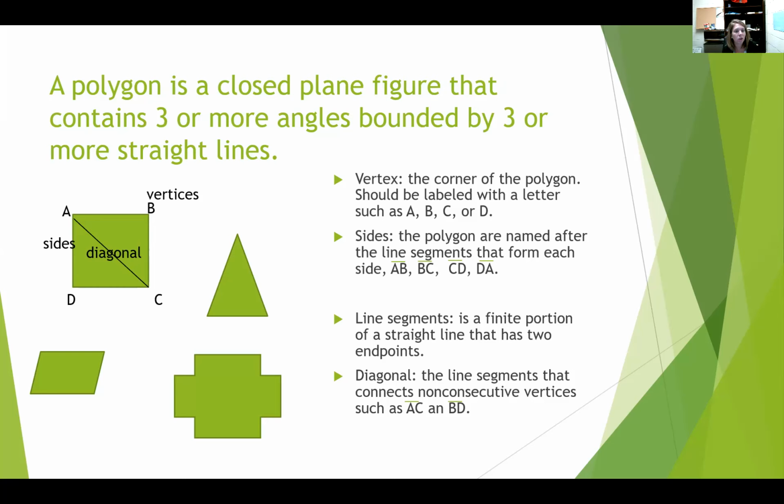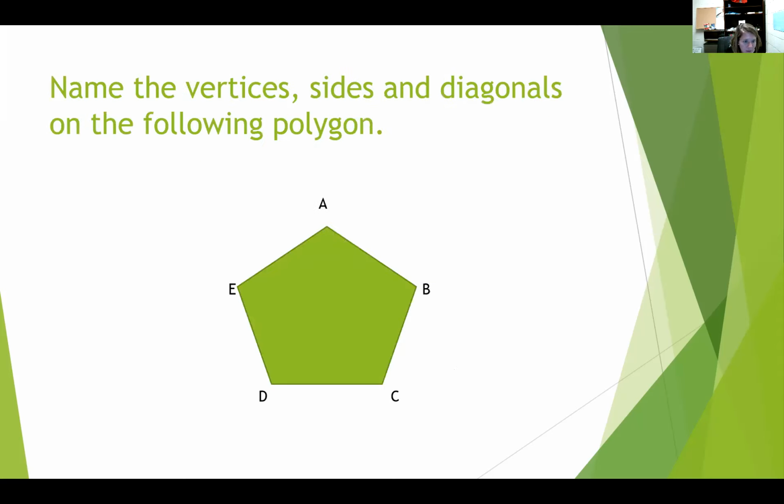The sides would be, you know, AD, AB, DC, or CD, or BC. And they always have a little line on them. And then the line segments are a finite portion of a straight line that has 2 endpoints, which are like AB, BC, DC, AD. And then you have a diagonal of the polygon, which are the line segments that connect non-consecutive vertices, such as the AC or the BD. And not every shape has diagonals.